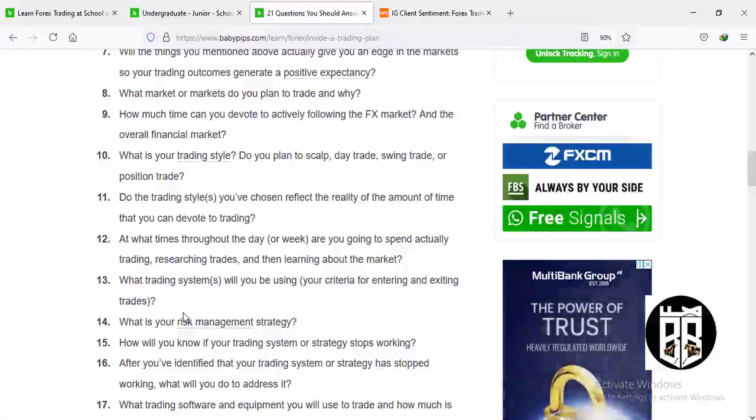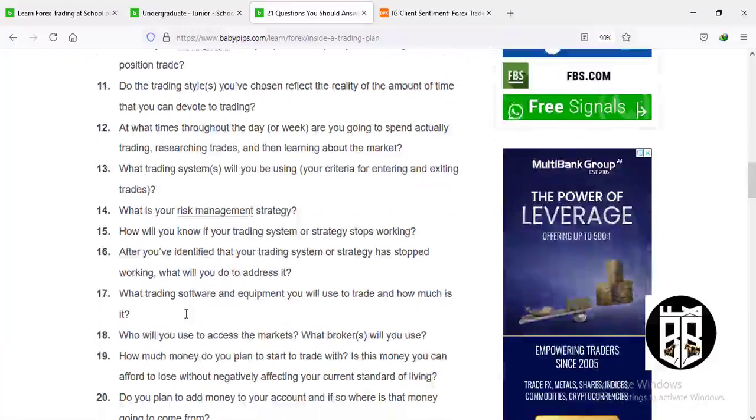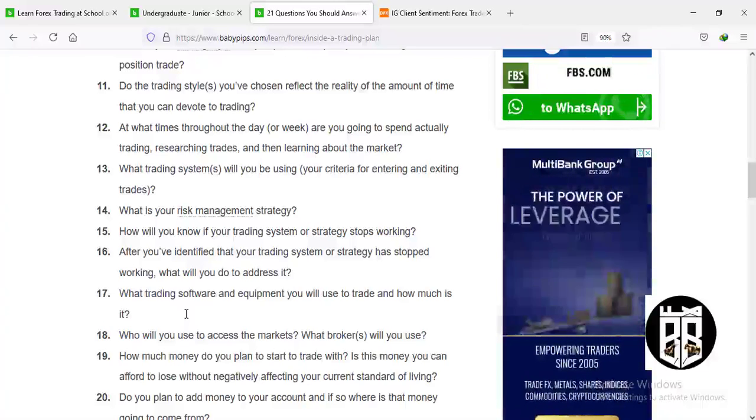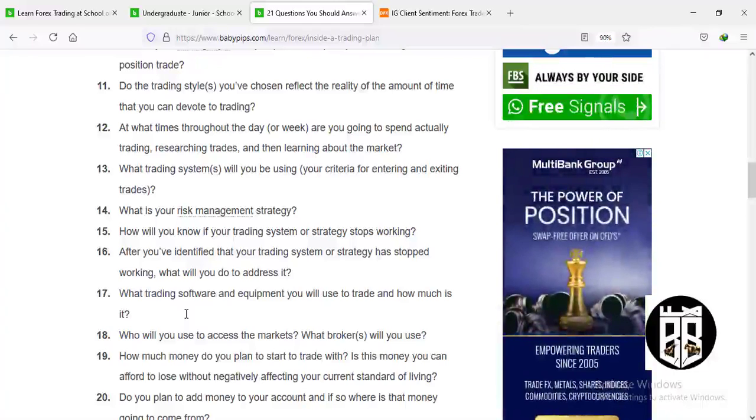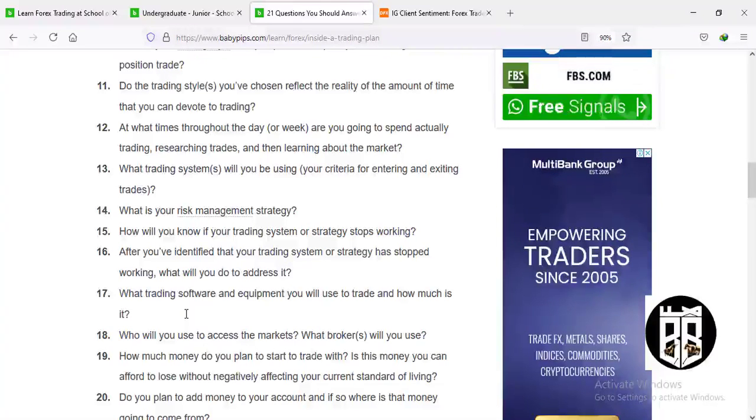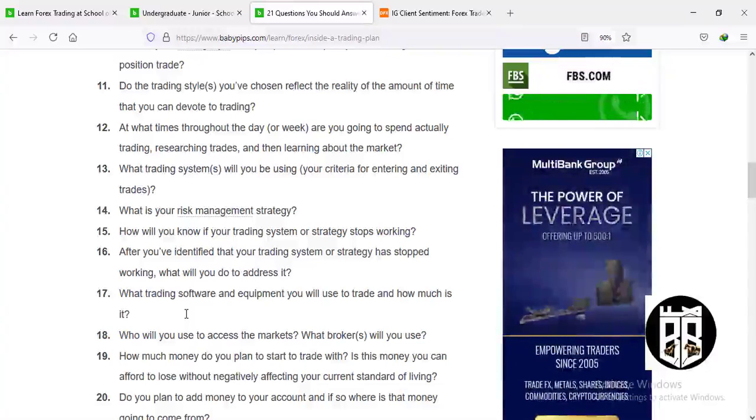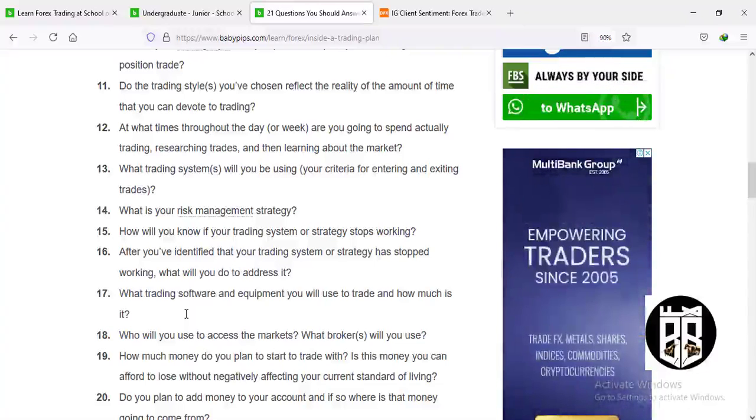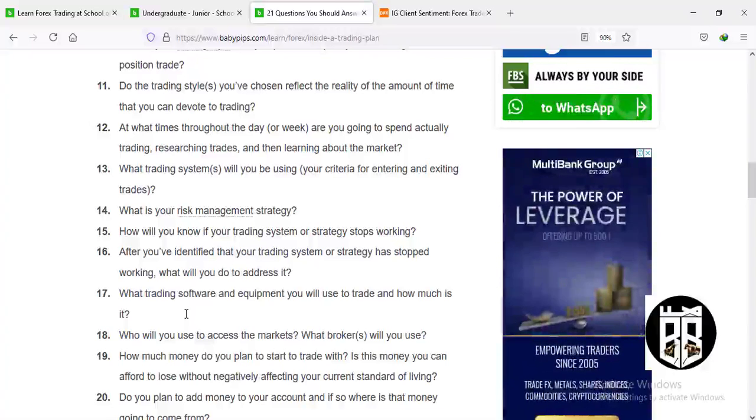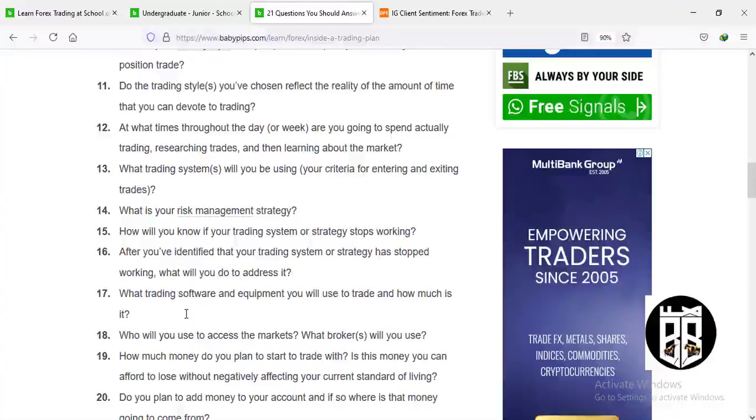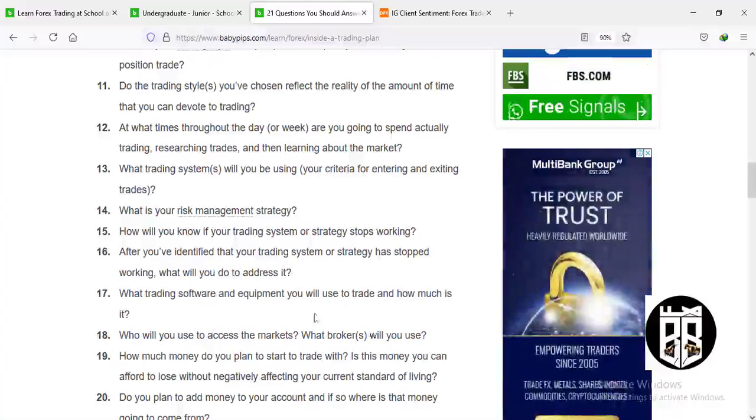13. What trading systems will you be using? 14. What is your risk management strategy? 15. How will you know if your trading system or strategy stops working? 16. After you have identified that your trading system or strategy has stopped working, what will you do to address it? 17. What trading software and equipment will you use to trade, and how much is it? 18. Who will you choose to access the market? Like, what is your broker? What brokers will you use?